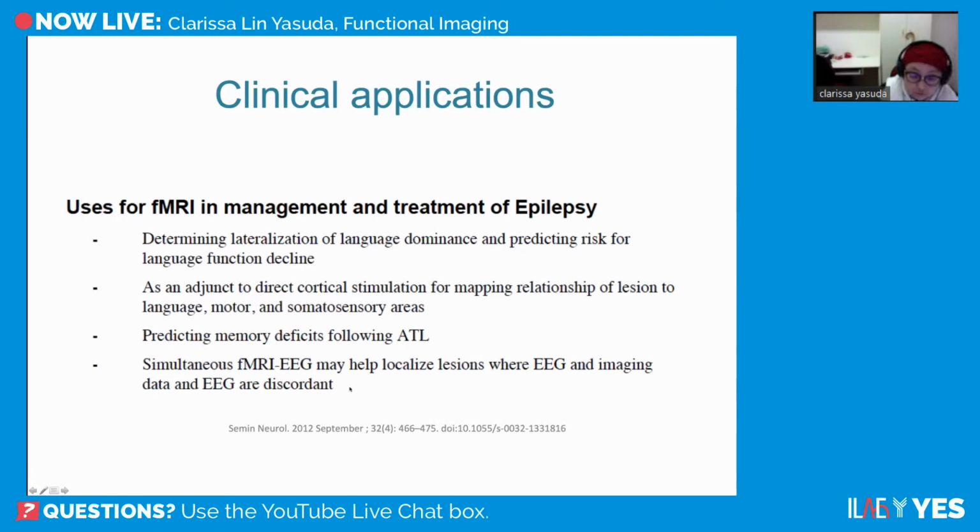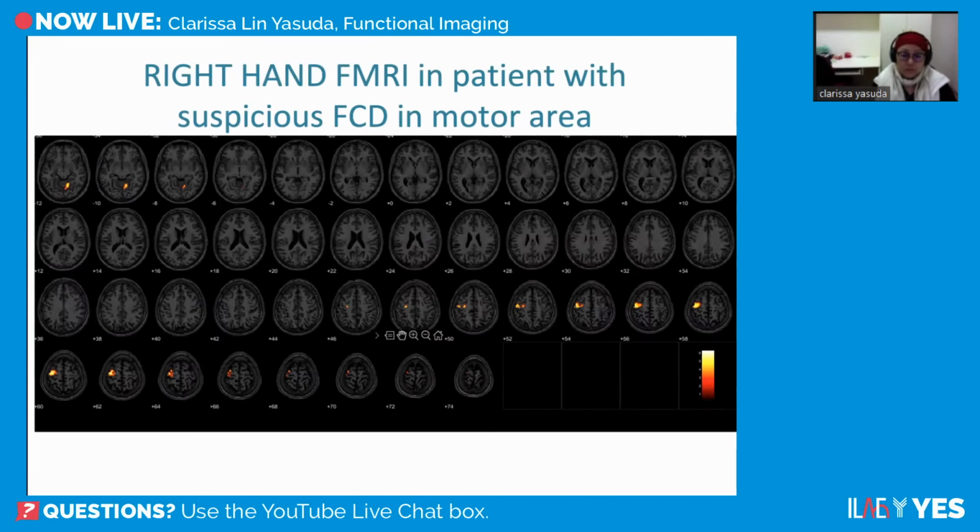And as you all already saw in Dr. Gotman's webinar, you can use fMRI with EEG and help to localize lesions, right? So here is one example from our university, in which we had a patient with a suspicious lesion of a cortical dysplasia in the motor region. And we wanted to see the relationship between the lesion and the motor activation.